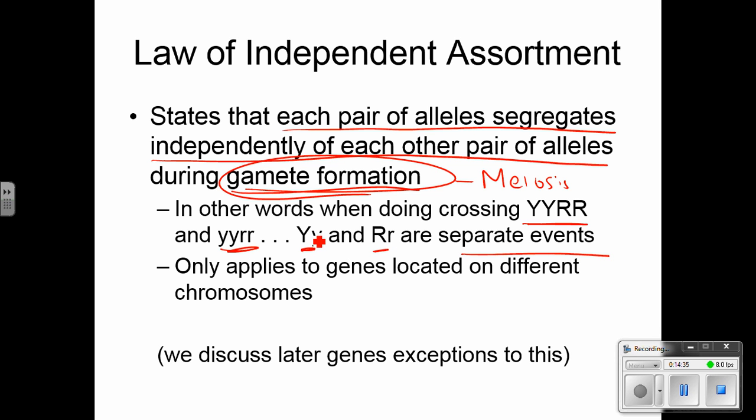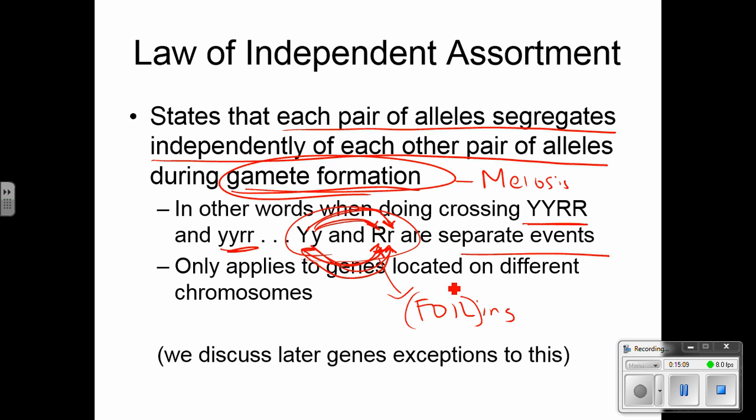Okay. This Y doesn't always go with this R. It could also go with the recessive r. And the recessive y doesn't always go with the dominant R. It could go with the recessive r. And so it's kind of like algebra when you're doing these dihybrid crosses. I think you guys call it foiling, where you multiply this by both, and then you multiply this one by both. Well, it's kind of the same idea when you're setting up these Punnett squares.